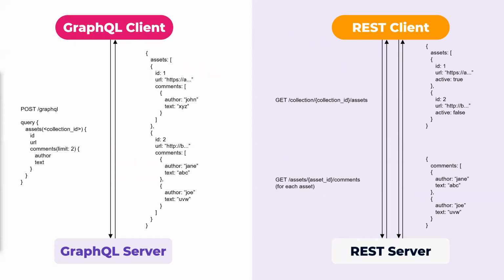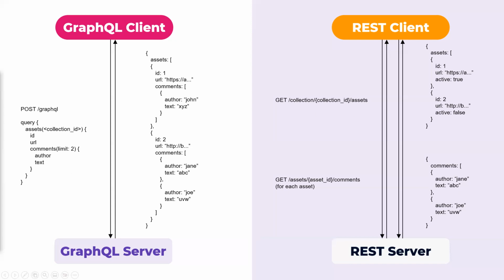Over here is an example of a query achieved by GraphQL compared to REST API. If you look at the left slide, you can see a single GraphQL call that could retrieve the information that we need. From assets node, we are getting fields like ID, URL, and last two comments. For REST API, multiple calls were required for multiple endpoints for the same information.